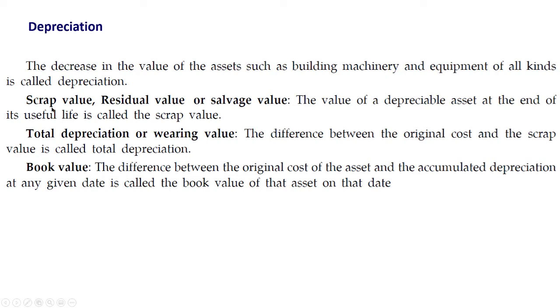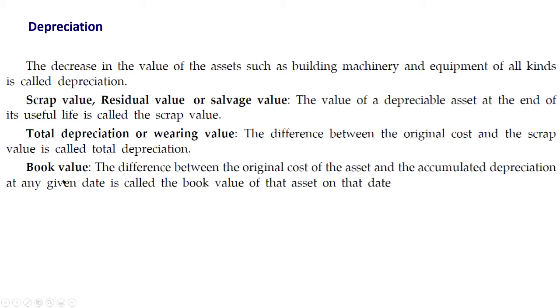Then we have the next term, which is called scrap value, residual value or the salvage value. The value of the depreciable asset at the end of its useful life is called the scrap value or residual value or the salvage value. Then we have the total depreciation. Total depreciation is the difference between the original cost and the scrap value. That is called the total depreciation.